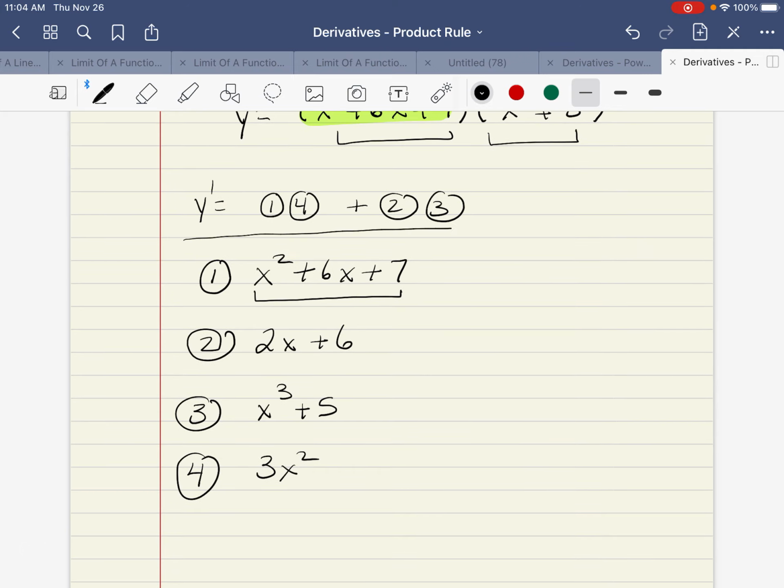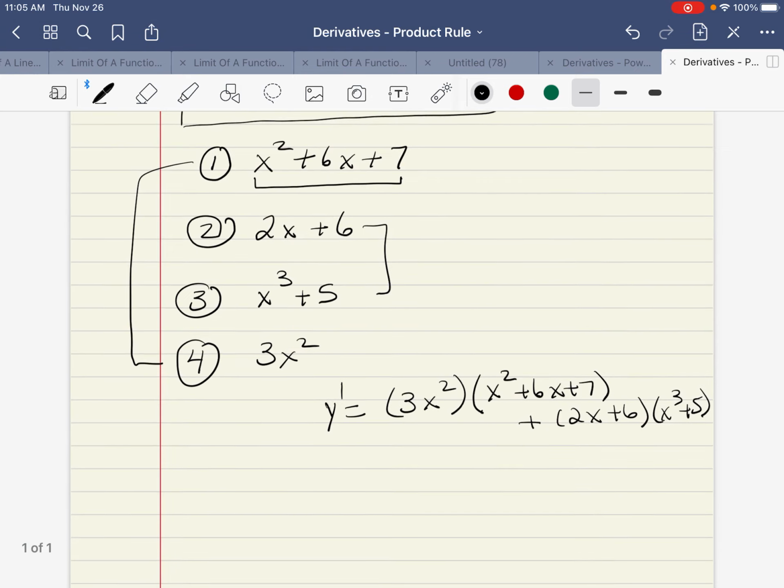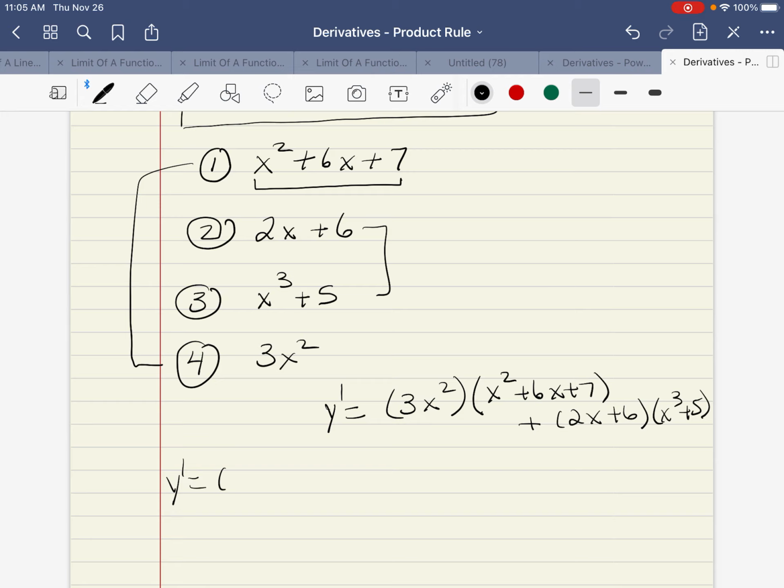So this right here that I've come up with is just rearranging what the definition would have for you. When I go to put together my derivative function, it's 1 times 4. So that would be my 1 and 4 there. It doesn't matter if I put 1, 4 or 4, 1, but I'll put that 3x squared first, but it doesn't really matter. Plus 2 times 3. So plus 2x plus 6 times x cubed plus 5. I'm just going to write that all on one line, make it a little bit neater.